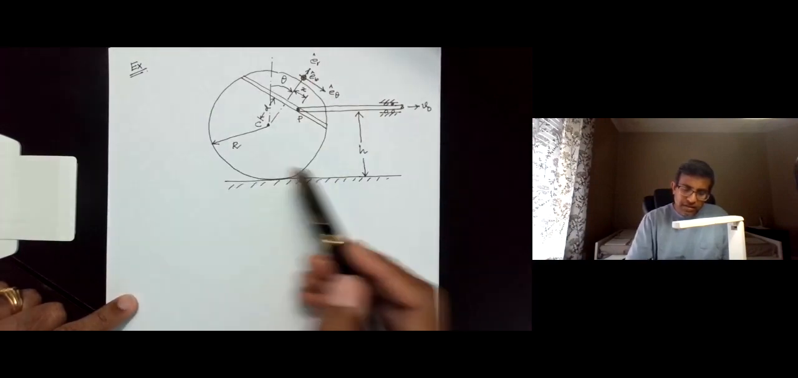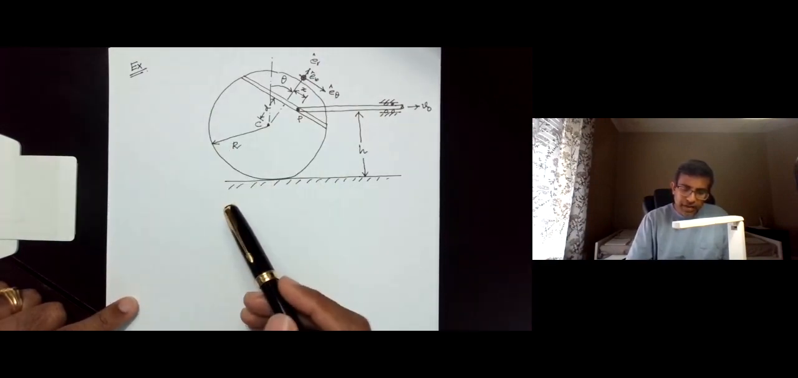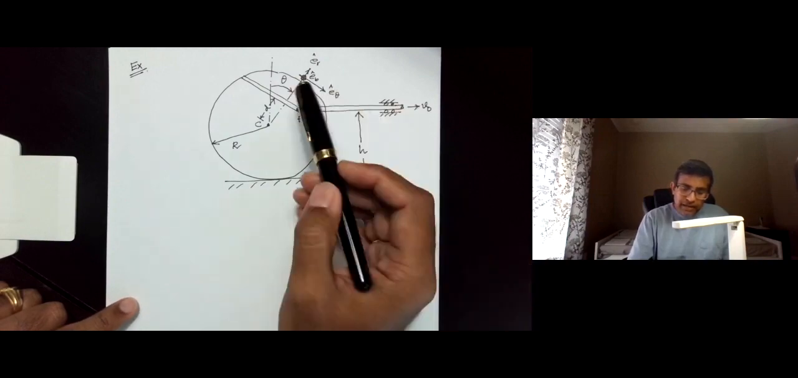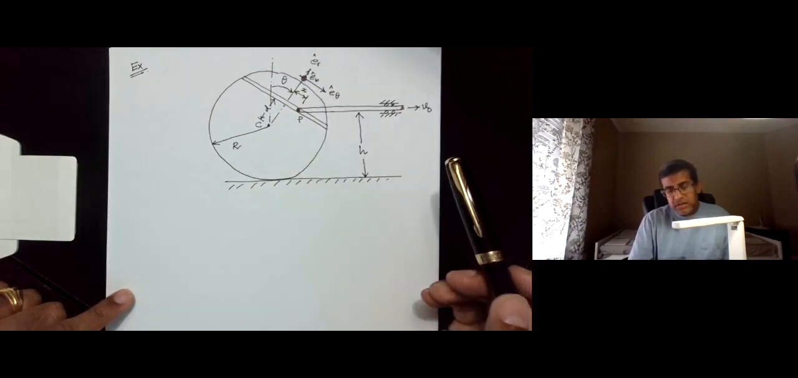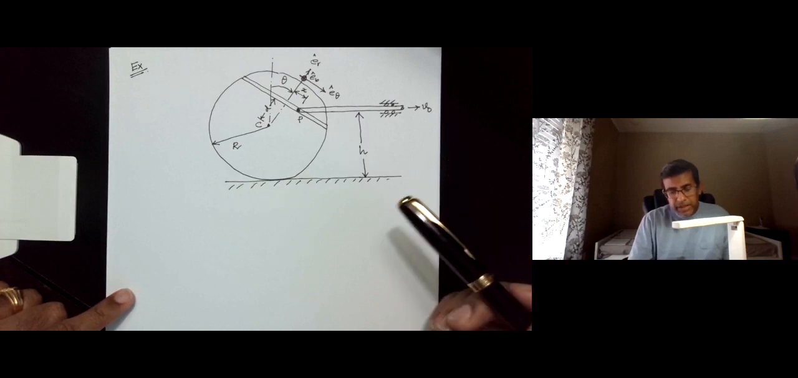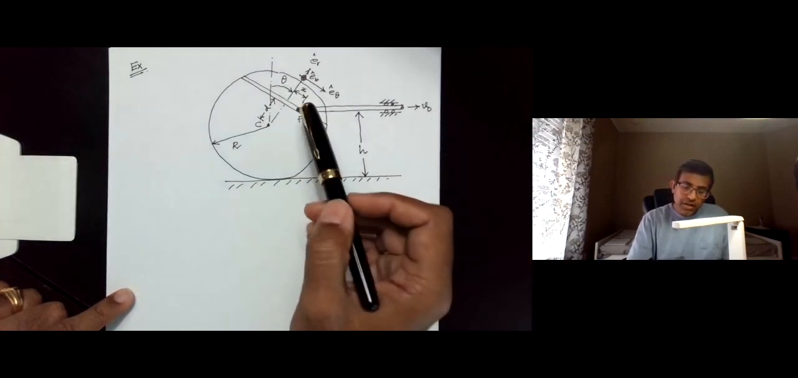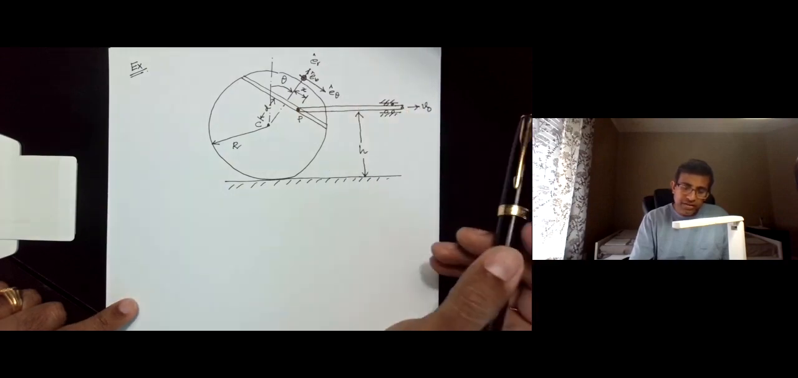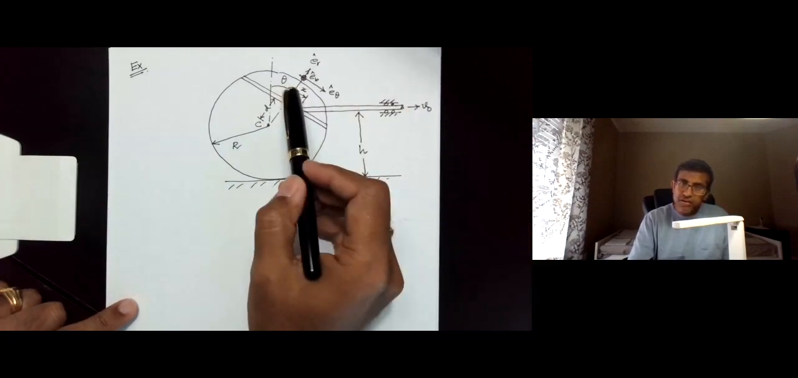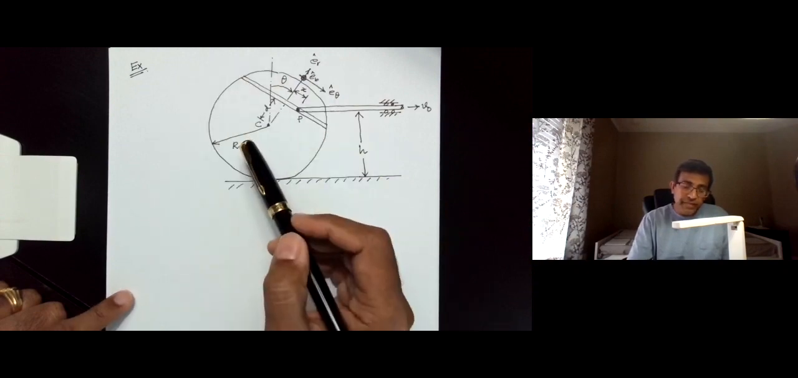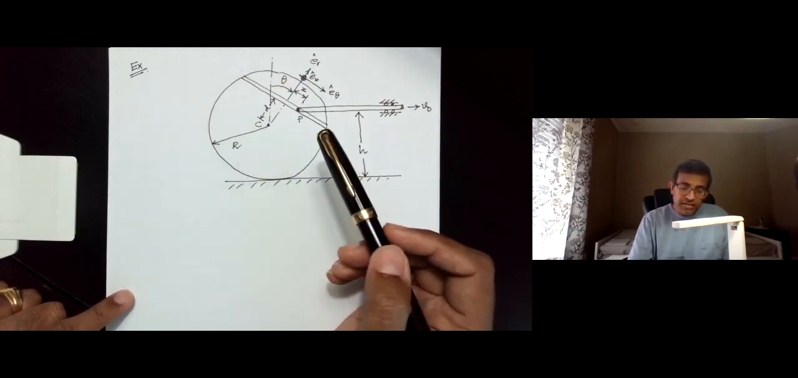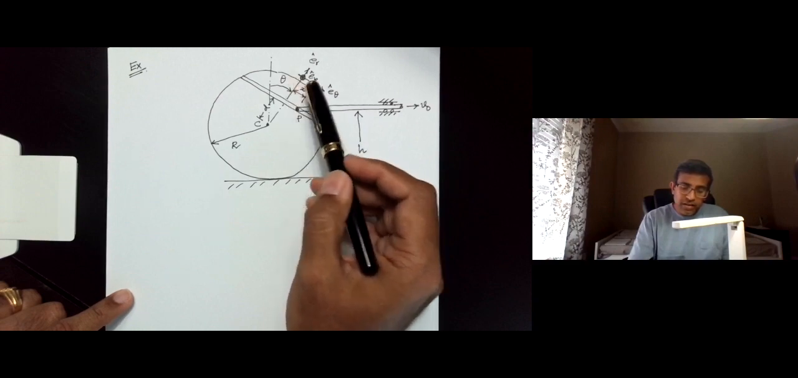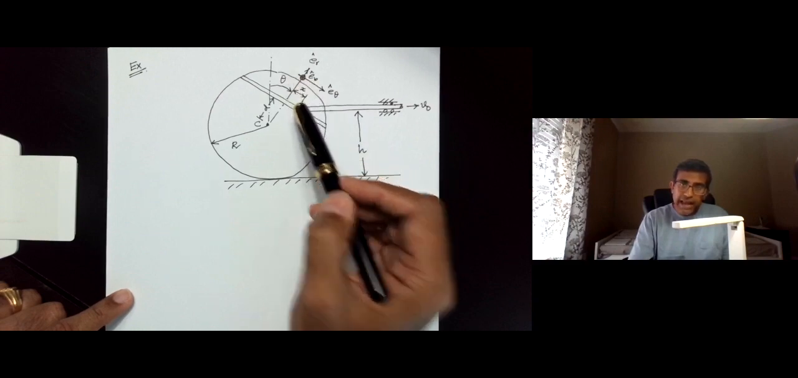The disk is of radius capital R, and the goal in this problem is to find out, as the rod moves towards the right with a constant velocity V0, what is the angular velocity of this disk, and associated with that is the problem of what is the velocity with which this variable x is changing.